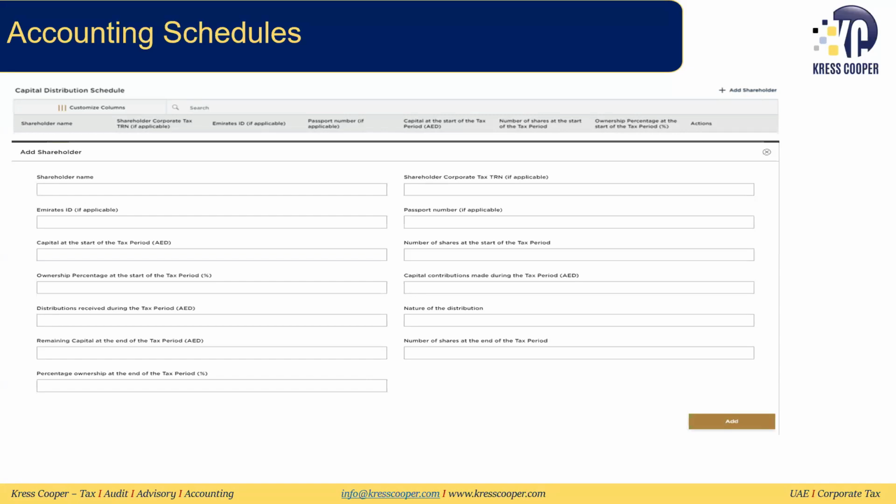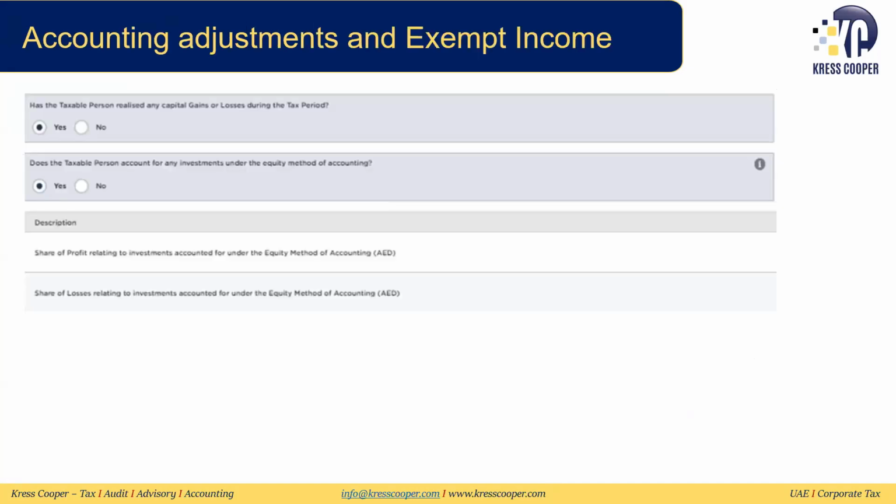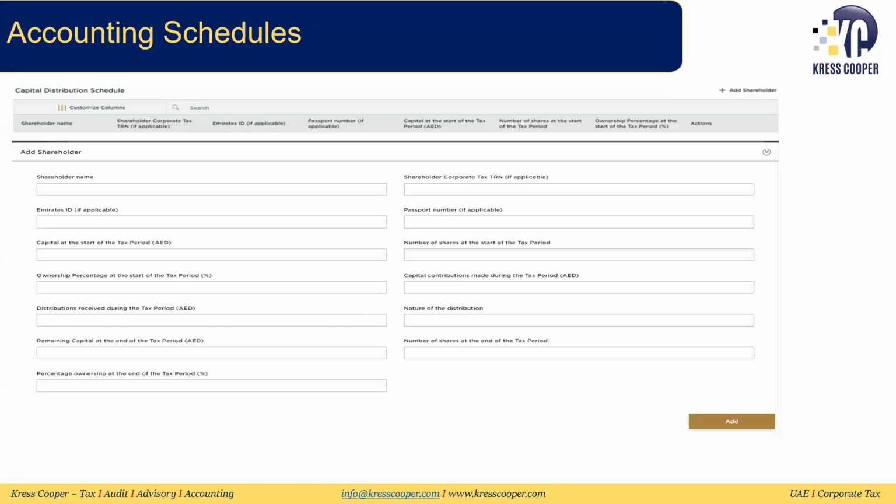Now, a lot of this information might be coming back in the next tax return already populated, so we will have to see that, and then it will give you the option to amend it if there has been any changes. So here this portion finishes for the accounting schedule.